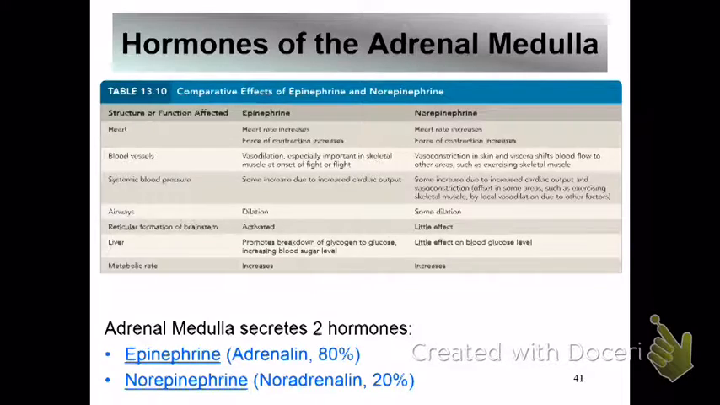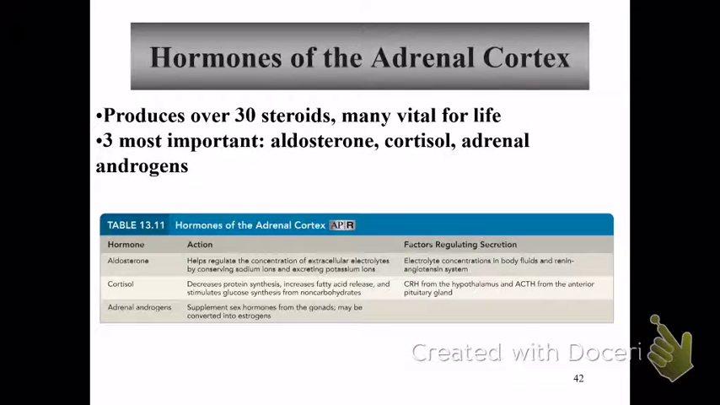Okay, that covering, it does like 30 steroids. But don't worry, we're only going to focus on 3. 3 important ones are aldosterone, cortisol, and adrenal androgens. Okay, aldosterone, think about water levels. Helps regulate the concentration of those electrolytes, those body salts. Okay, let me break that down for you. It's blood pressure. It helps control the blood pressure. And so, too much sodium, not enough sodium, things like that.